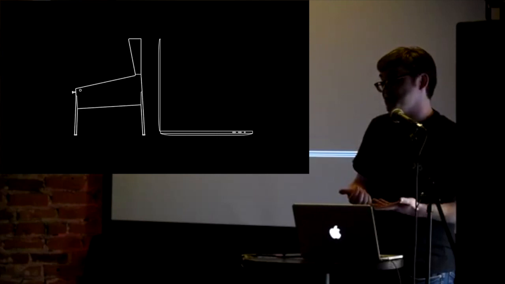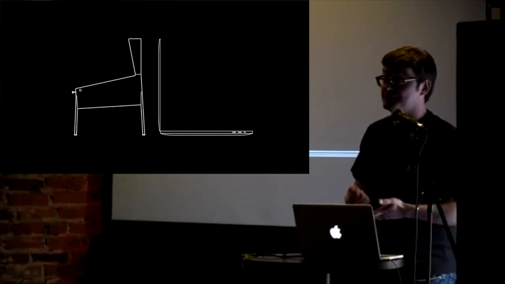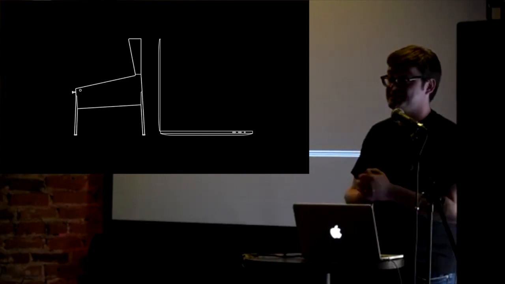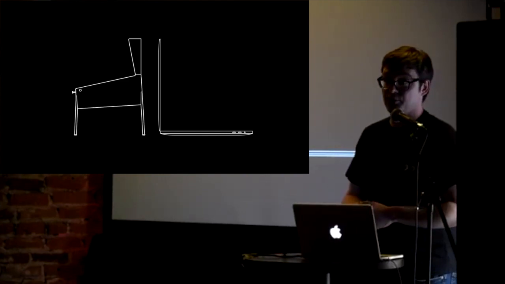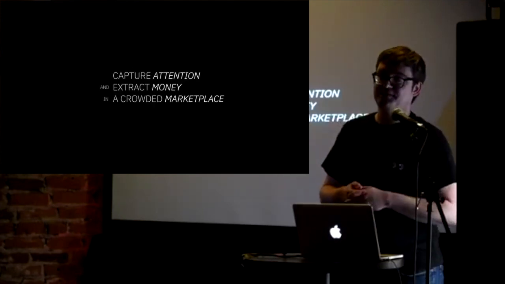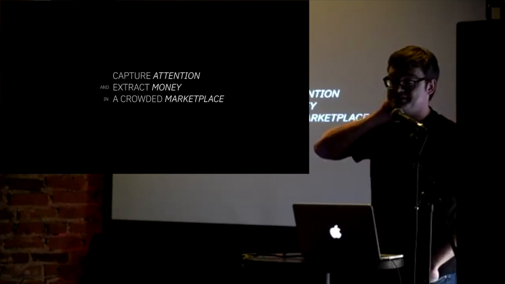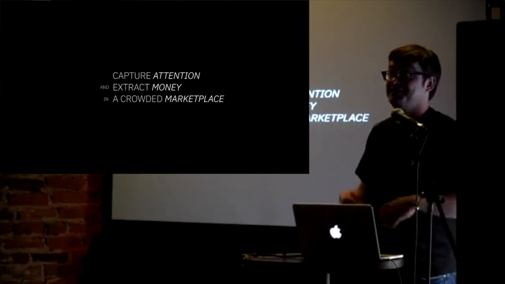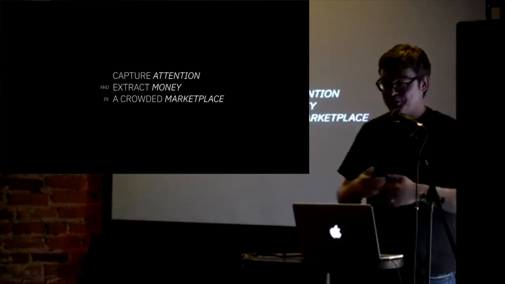These things are crazy combinations of visual design, conditional logic, and user interface all rolled up into one object. And I'm going to be spending the next 5 minutes or so talking about how the early designers of these things were solving some of the very same UI and UX problems that designers working in the digital realm are solving today. So, at the very base level, what does this thing exist to do? It exists to capture attention and extract money from people in a crowded marketplace, which has some parallels.